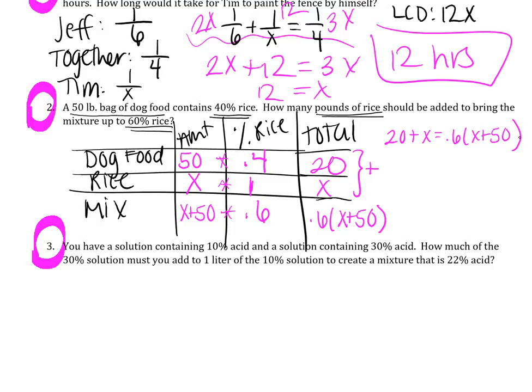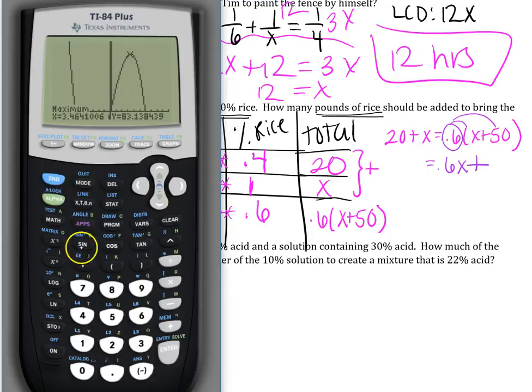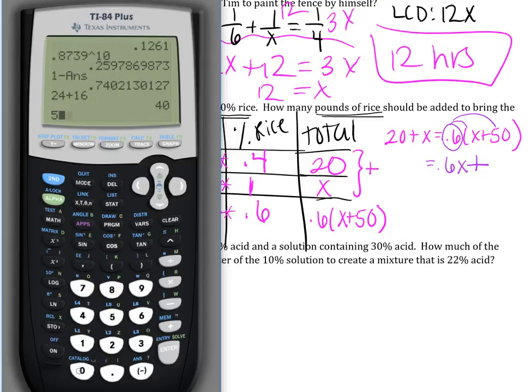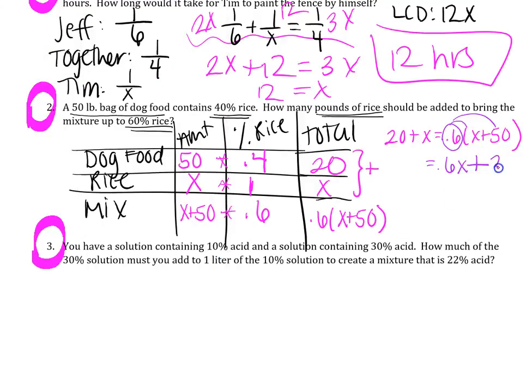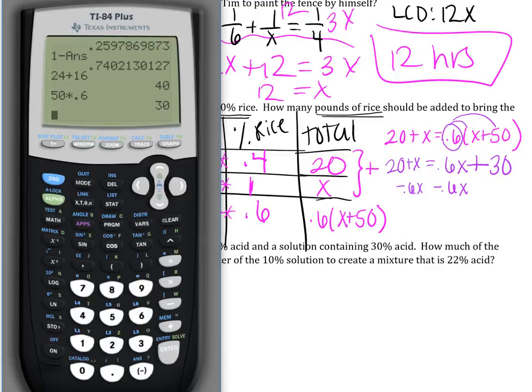Guys, no matter how confident you feel in decimals, please just check them in your calculator because some of you guys do decimals wrong. When I distribute, just to model for you, 50 times 0.6 is 30. Again, no matter how confident you are, please use your calculator to help you. I'm going to subtract 0.6x. So again, I know some of you feel confident, but please just check it.